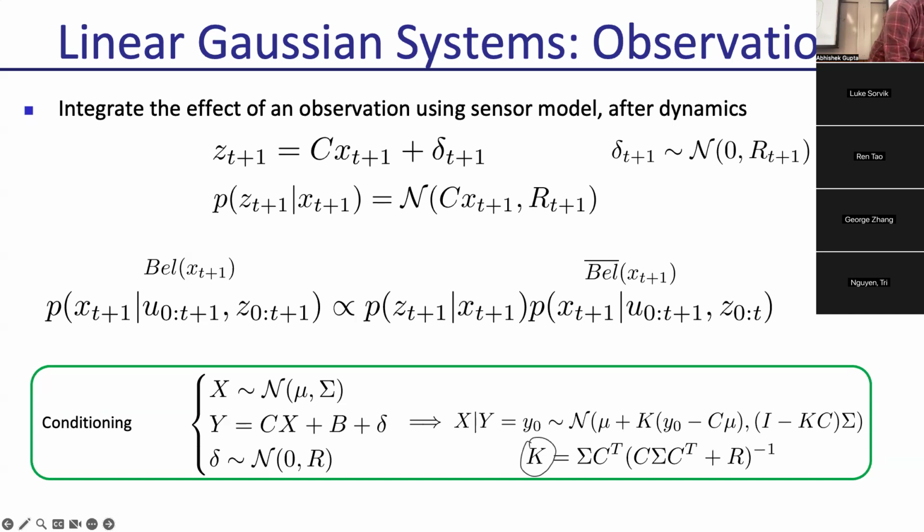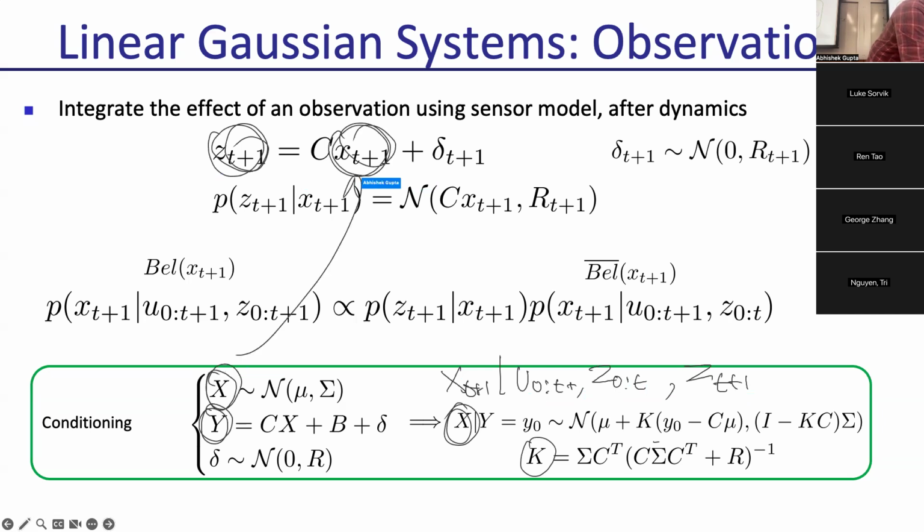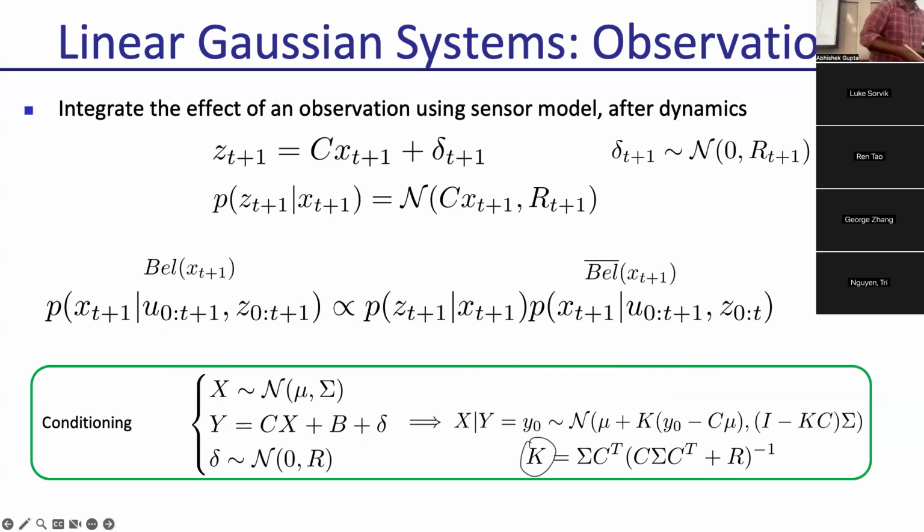There we go. Okay, so we're trying to figure out what is the likelihood of the current state x_{t+1} given u_0 to t+1, given z_0 to t, and the latest measurement z_{t+1}, right? So you can kind of think of y as z. You can kind of think of x as x when you're doing the pattern matching, right? And there's no b here, but delta is the same as delta. Yes? Okay, so given that pattern matching, let's go to the next slide.